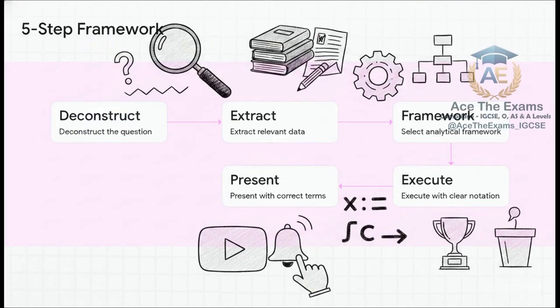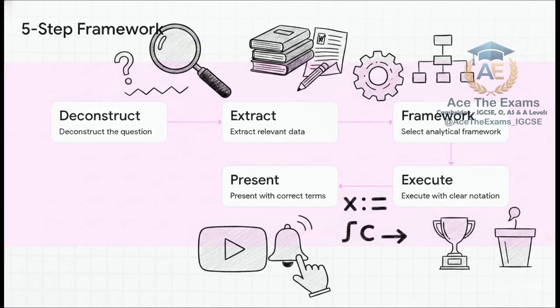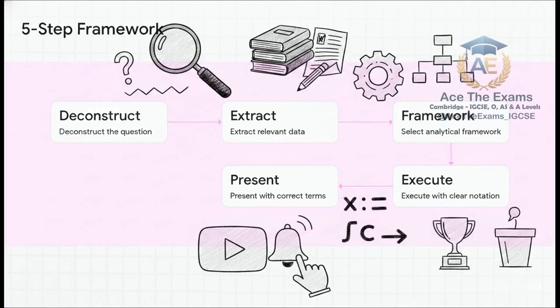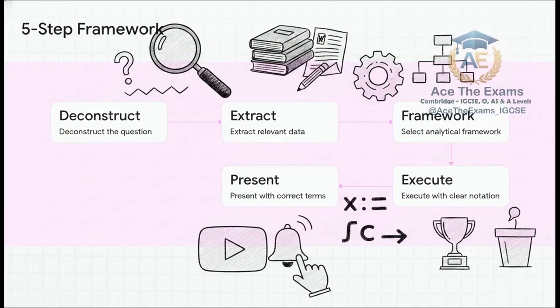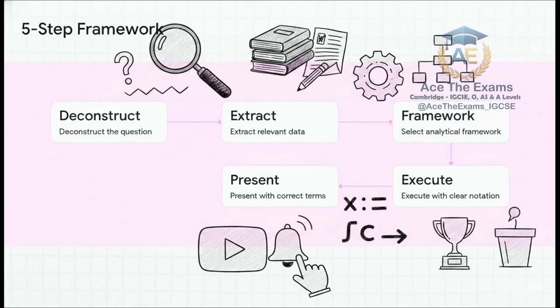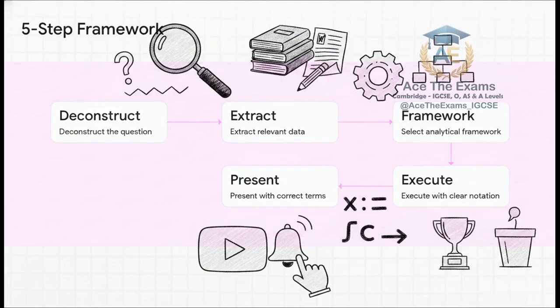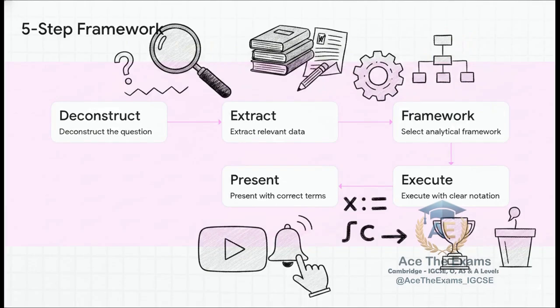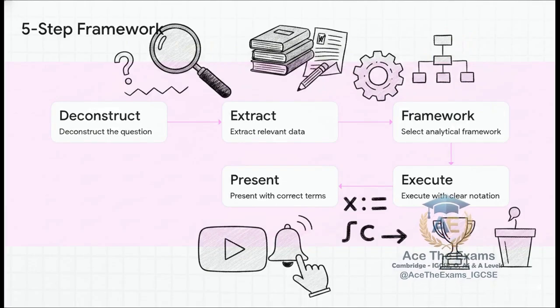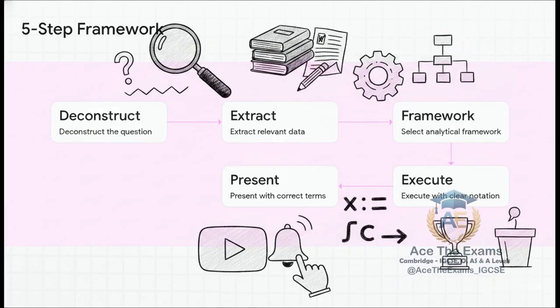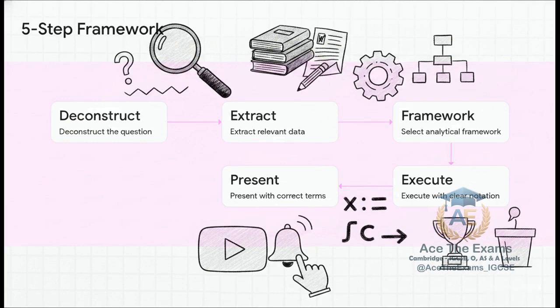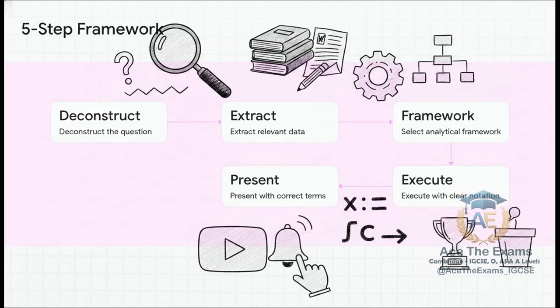Step 2. Extract the relevant data from any texts and tables provided. Step 3. Select your analytical framework. Ask yourself, are we using the work-energy principle here, or is this a purely kinematics problem? Step 4. Execute the math with crystal-clear notation. And finally, Step 5. Present your final answer with the correct terminology. I promise you, if you follow this exact recipe to the letter, you are mathematically bulletproof.